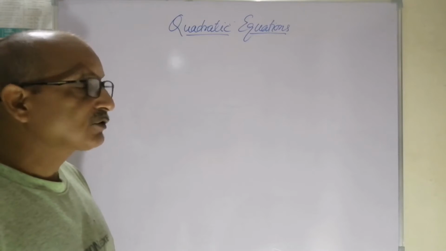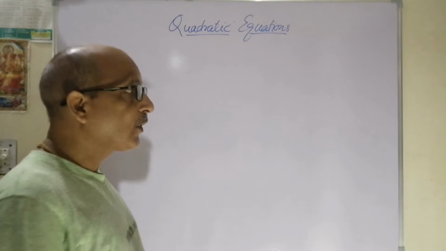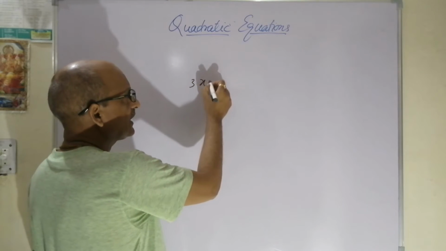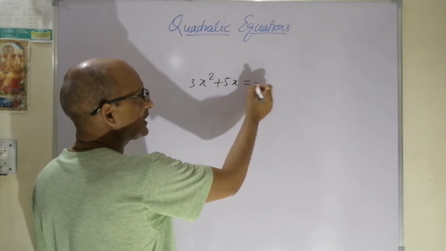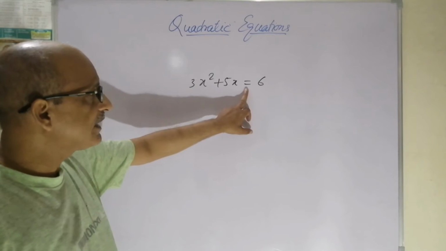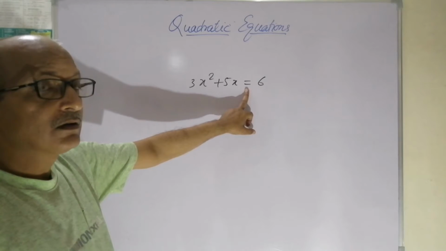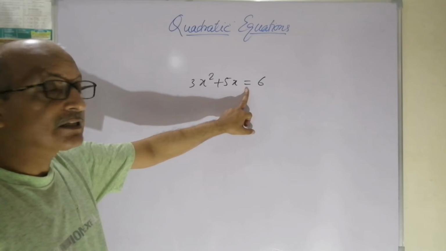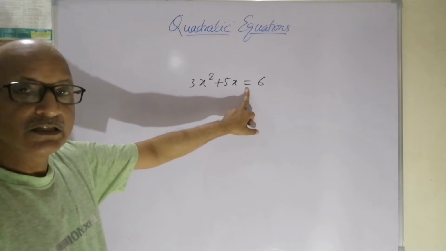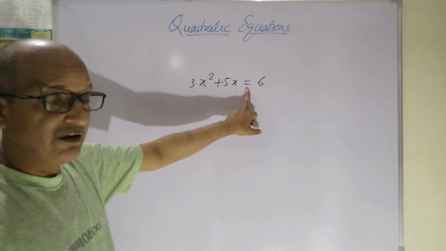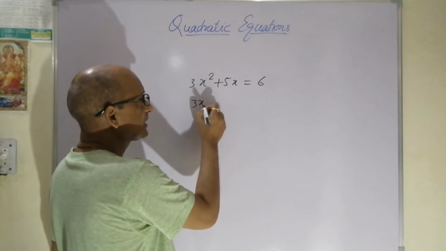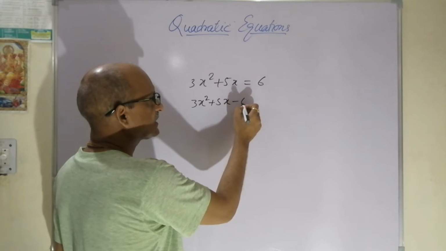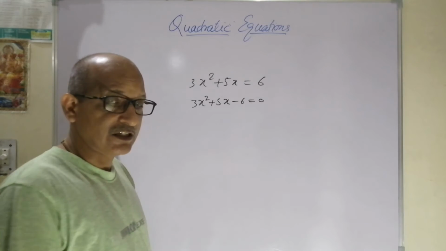What is it? Actually a quadratic equation is nothing but a polynomial having an equality sign anywhere, like 3x square plus 5x is equal to 6. It has an equality sign over here, so we can say it is a quadratic equation. Polynomial and equation differ just on the basis of the equality sign. This equality sign can be anywhere, like we can write 3x square plus 5x minus 6 is equal to 0. Also it is a quadratic equation.